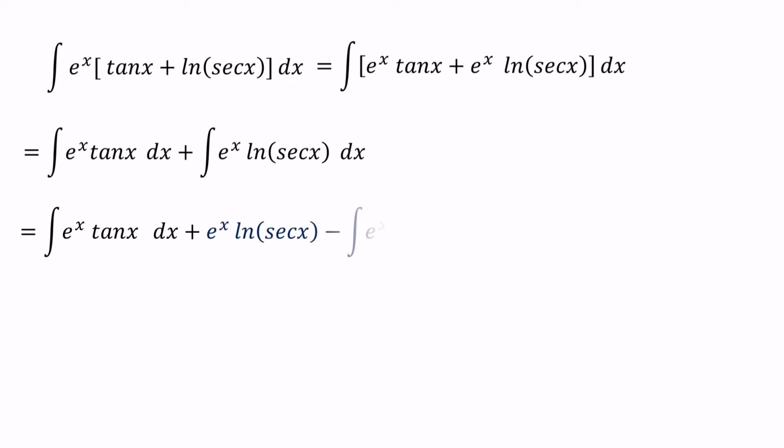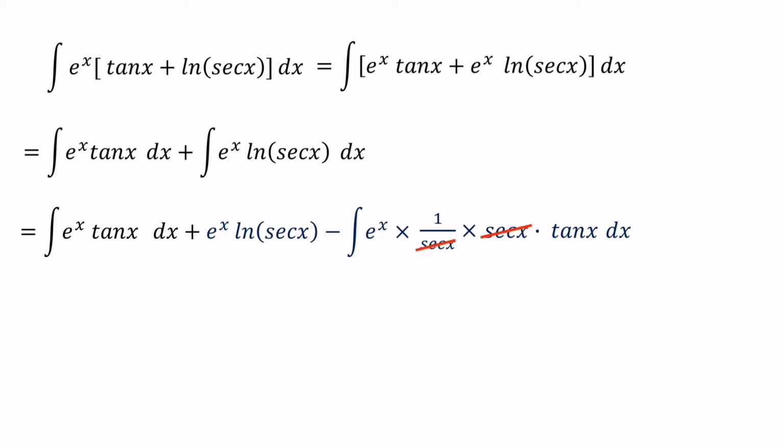x times the differentiation of ln sec x. Differentiation of ln sec x we can write as 1 over sec x into the differentiation of sec x, which we can write as sec x tan x. Now we can cancel out the denominator sec x and the numerator sec x.